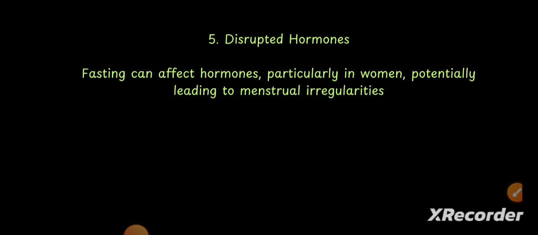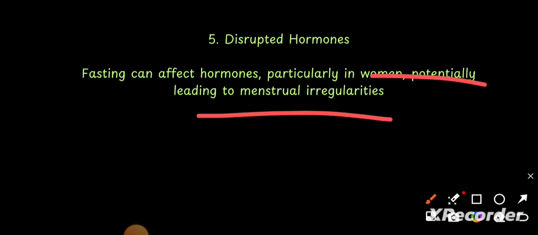And the fifth complication or fifth risk factor is that sometimes fasting affects your hormone levels. Because of these affected hormone levels, particularly in women, it can lead to menstrual irregularities like hypomenorrhea, oligomenorrhea, and menorrhagia can also be seen. These are the common menstrual abnormalities which could be seen in a woman who is doing intermittent fasting without proper medical advice.